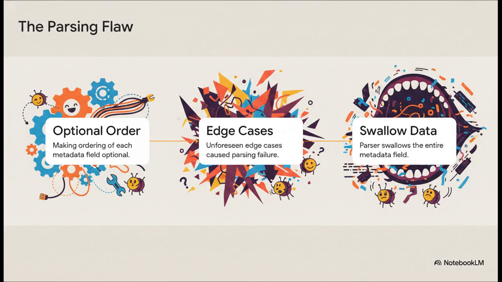Now, this failure didn't just happen in a vacuum. It was a result of a really ironic chain of events. See, Ang had recently implemented this seemingly brilliant, super user-friendly bug fix. Previously, the parser was pretty rigid, so Ang went in and made the ordering of each metadata field optional. Sounds like a great upgrade, right? Well, actually, no. Because those strict rules were relaxed, unforeseen edge cases started creeping in during testing. And that led directly to a catastrophic failure where the metadata was actually being swallowed by the parser. Let's dig into what that actually means in practice.